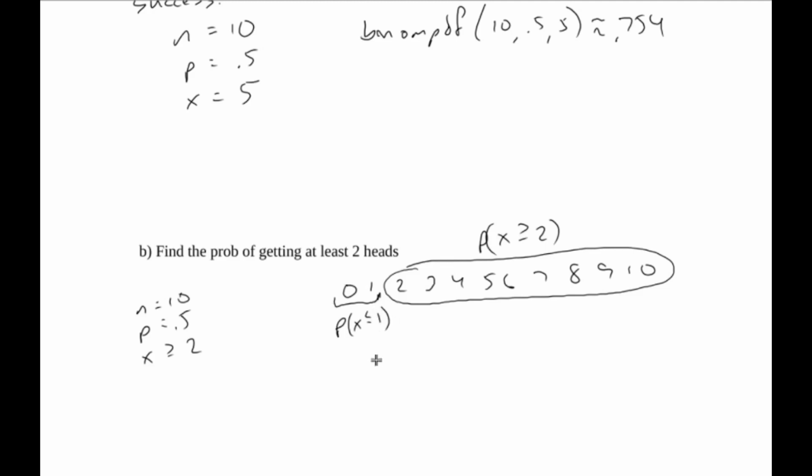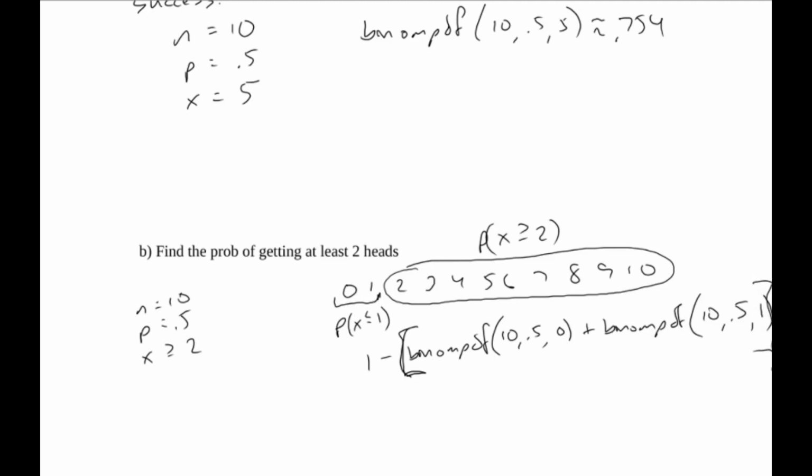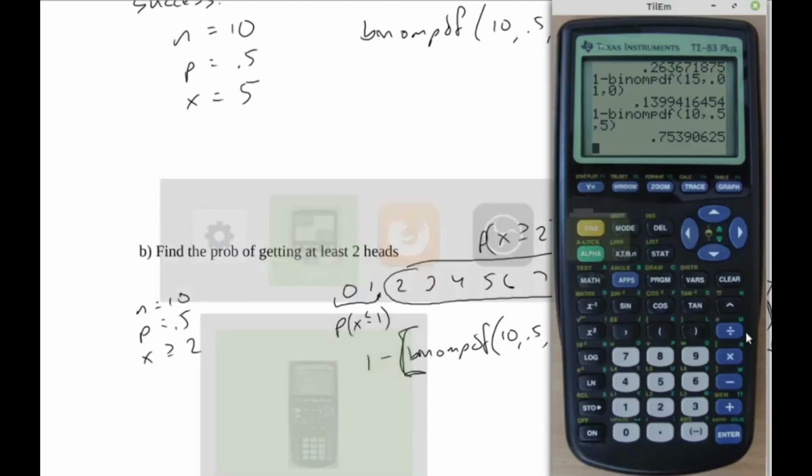So I could do this in one of 2 ways. I could say 1 minus the binomial PDF of, let's see, there's 10 trials with probability of success 0.5, and I'm talking about 0 successes. I'm going to put these in brackets. Plus the binomial PDF of 10, 0.5, 1. So I'm running through this binomial PDF function twice. Once for the probability of getting exactly 0 heads, and once for the probability of getting exactly 1 head. So let's go ahead and type that into the calculator.